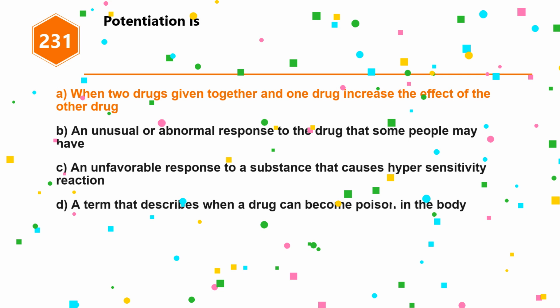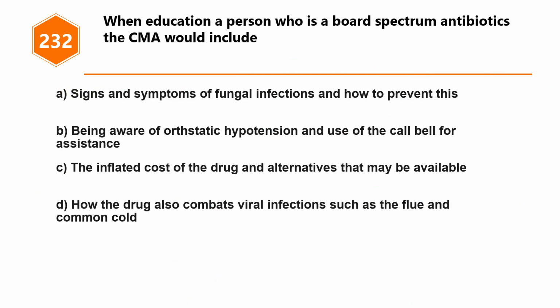The correct answer is option A, when two drugs given together and one drug increases the effect of the other drug. Question 232. When educating a person who is on broad-spectrum antibiotics, the CMA would include: Option A, signs and symptoms of fungal infections and how to prevent this. Option B, being aware of orthostatic hypotension and use of the call bell for assistance. Option C, the inflated cost of the drug and alternatives that may be available. Option D, how the drug also combats viral infections such as the flu and common cold.